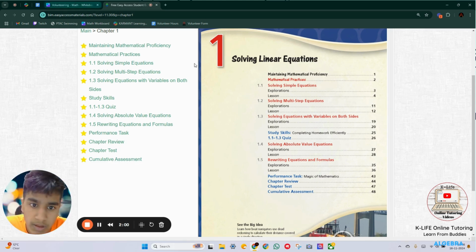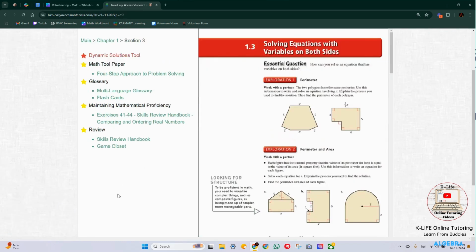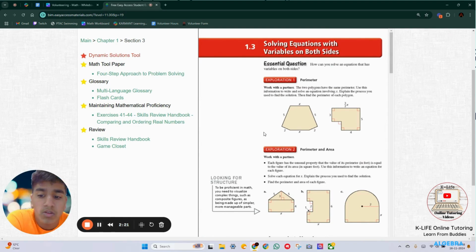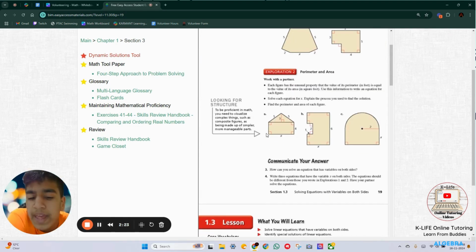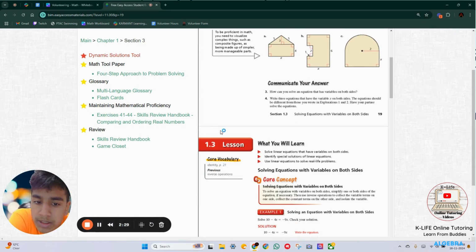Today's topic is, I would say 1.1 and 1.2 are the basics of what 1.3 is. So 1.3 is solving equations with variables on both sides. So let's go with that. As I was saying, we'll be having 2 lessons combined. Let's get on with today's lesson, and you will find this lesson easy if you understand 1.1 and 1.2.